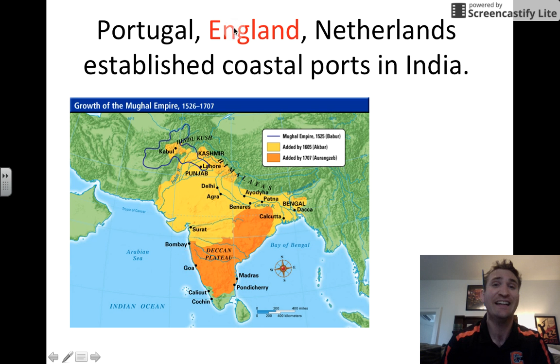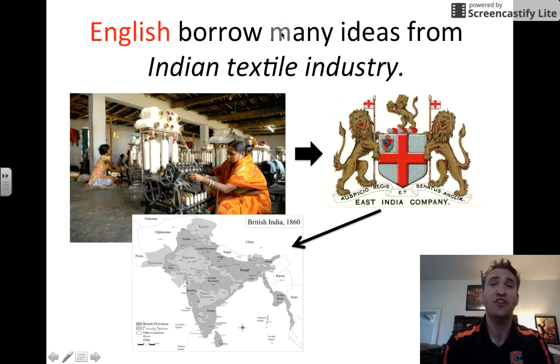And I highlighted England because England takes a special interest in India. In fact, England borrows many ideas from the Indian textile industry. You see a textile worker in India here. In fact, England businessmen go to India and set up a business called the British East India Company.